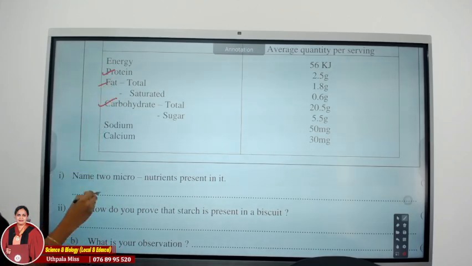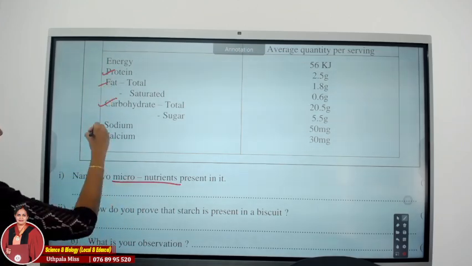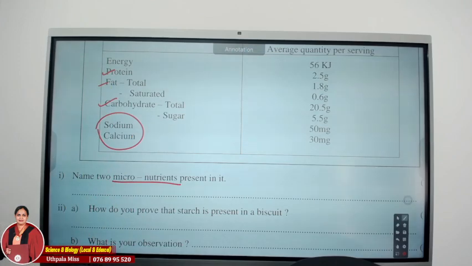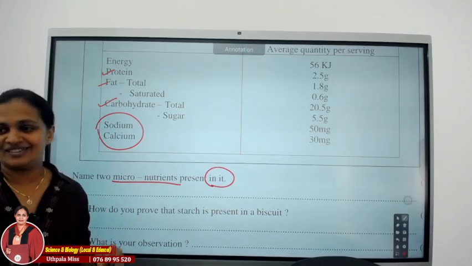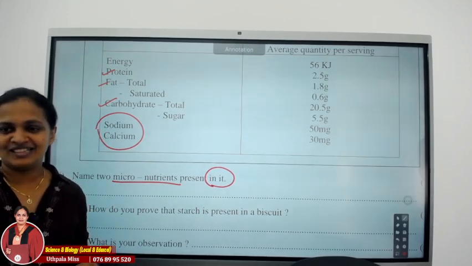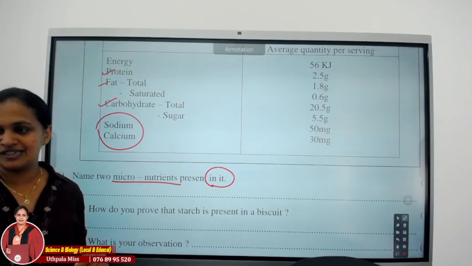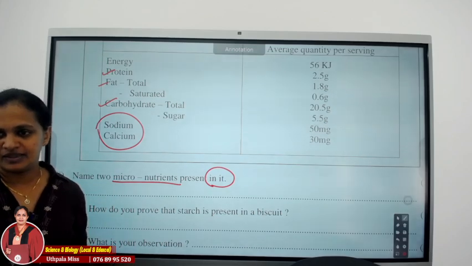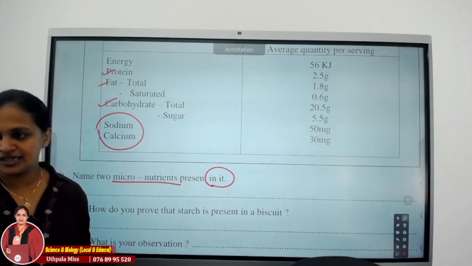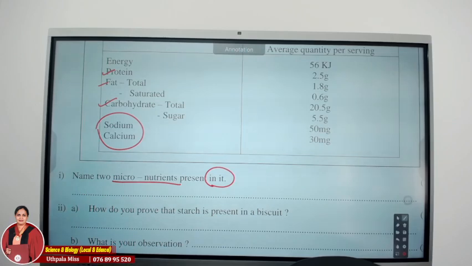Then what are the micronutrients? Vitamins, but the micronutrients present here are the elements present, sodium and calcium. Micronutrients: sodium and calcium.